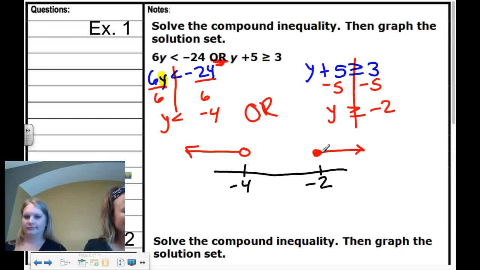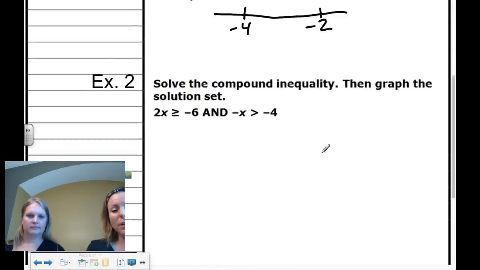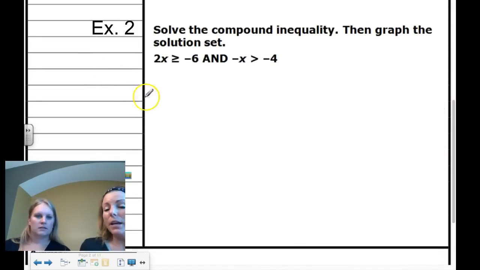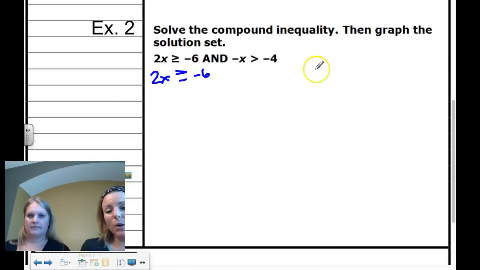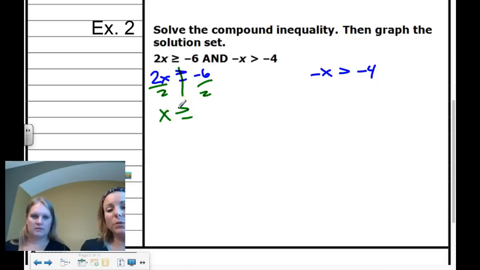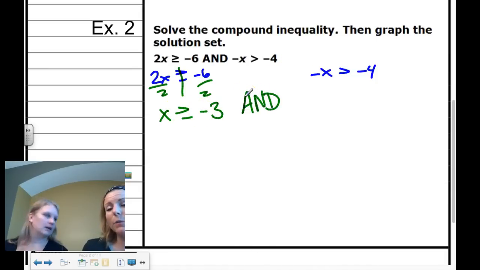The next one is a little bit different because it's an and. Again, we're going to solve it the same way we did the last one. Notice 2x greater than or equal to negative 6. We need to get x by itself, so divide both sides by 2, and x is greater than or equal to negative 3. Let's write the word and so we don't forget.